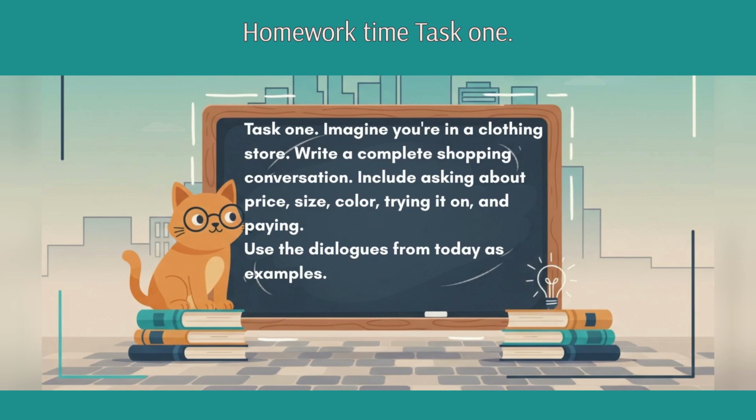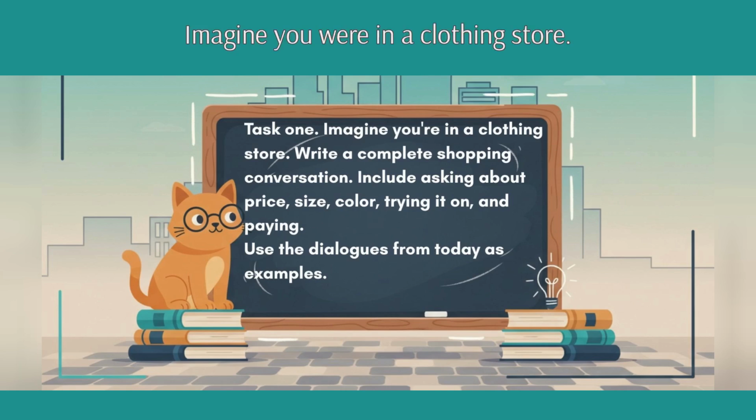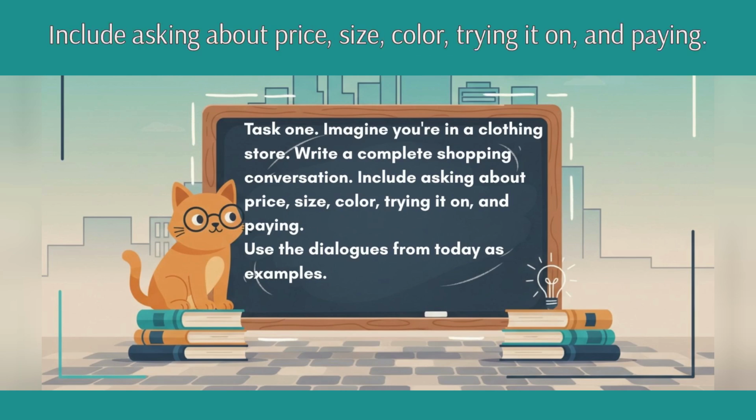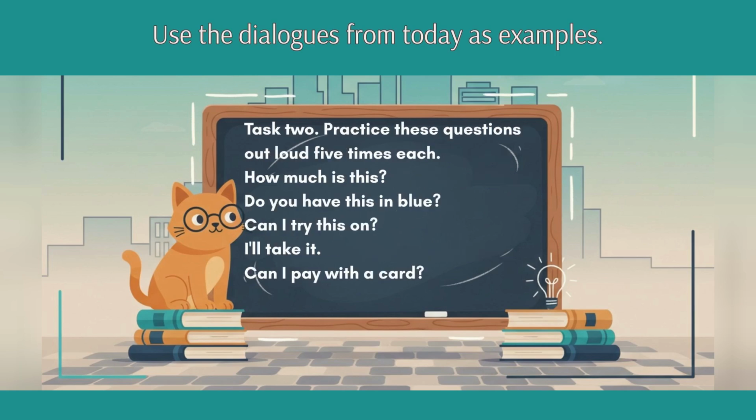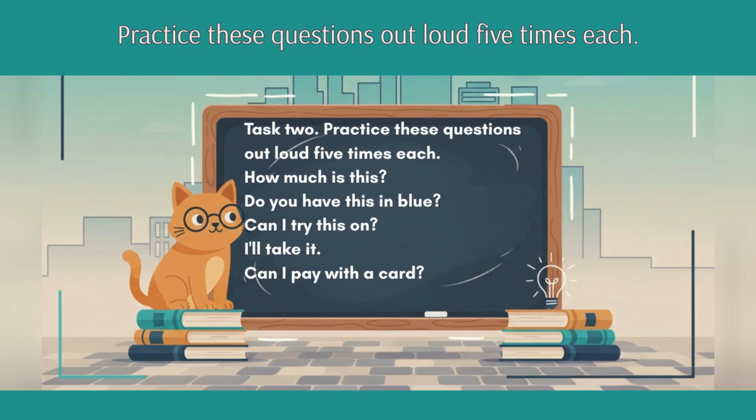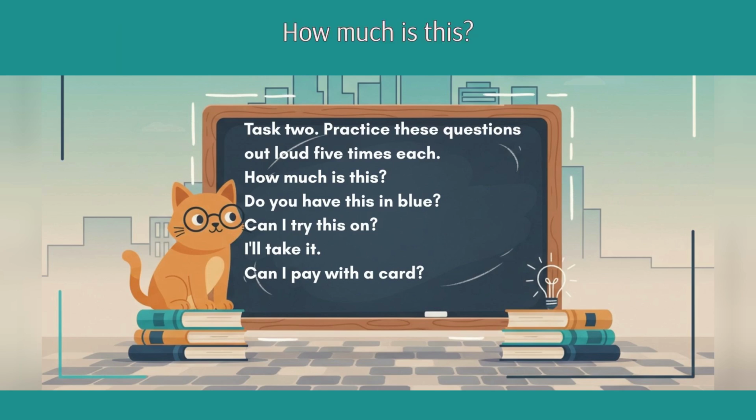Homework time. Task 1. Imagine you are in a clothing store. Write a complete shopping conversation. Include asking about price, size, color, trying it on, and paying. Use the dialogues from today as examples. Task 2. Practice these questions out loud 5 times each. How much is this? Do you have this in blue? Can I try this on? I will take it. Can I pay with a card?